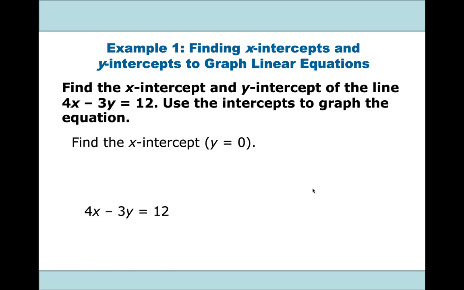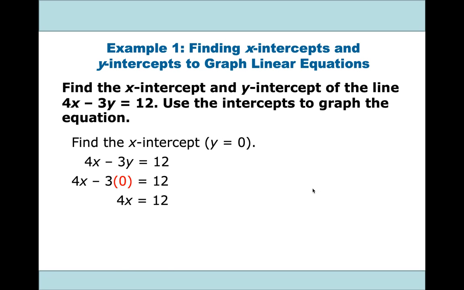So we can then take 0 and plug that into this equation for the y, because we just said y equals 0. That would look like this: 4x minus 3 times 0 equals 12. We know that 3 times 0 is 0, so we can eliminate that, which would give us 4x equals 12. From here, we have a one-step equation, and we know to divide both sides by 4. Then we just solve, and that gives us x equals 3. So guess what? You've just solved your x-intercept. Your x-intercept then is 3.